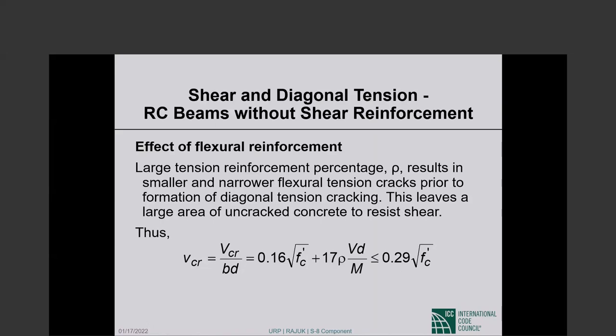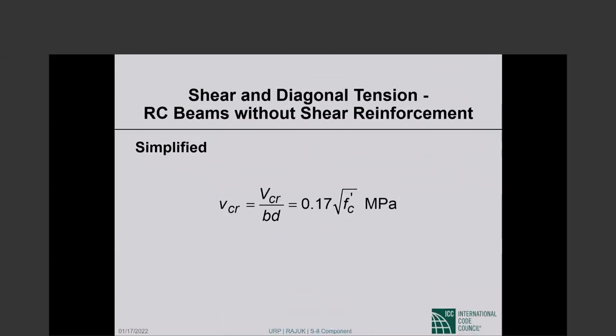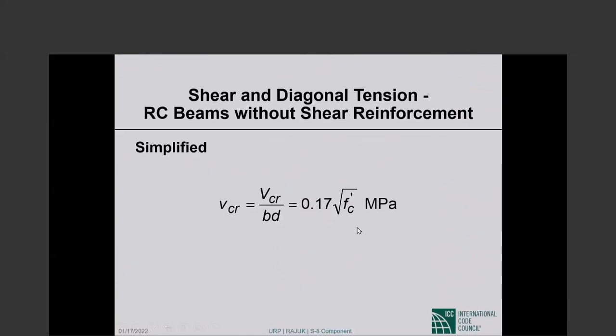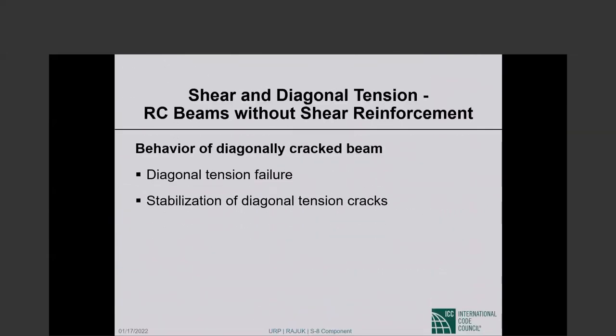The web shear cracking strength, for obvious reasons, is not helped by the longitudinal reinforcement that is at the neutral axis. It has nothing to do with the longitudinal reinforcement. So, a simplified expression for flexure shear cracking strength. So this is 0.16. We take it as 0.17 and forget about rho. That is just a simplification. You don't have to do this, but that is done fairly often.